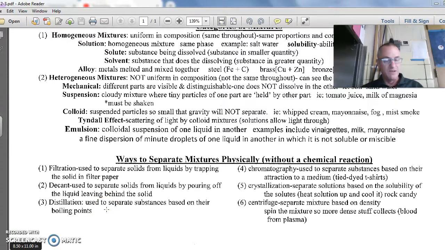Let's take a look at what distillation looks like. It can be used for separating liquids from liquids, and then there are types of distillation where you can separate gases from gases.